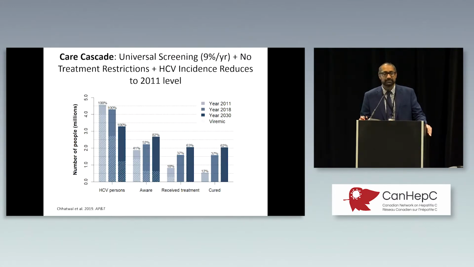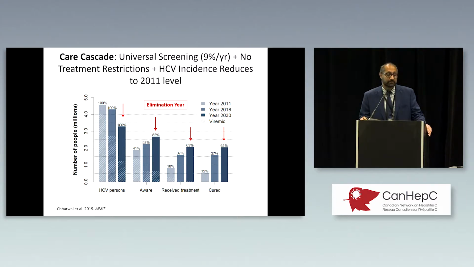If we come back to this cascade of care, from this mathematical model we projected what happens if we change the screening policy to universal, instead of the birth cohort and risk-based screening we have right now, plus no treatment restrictions, plus, magically, Hep C incidence decreases to the 2011 levels. We don't know yet how that is feasible, but let's assume it's possible. Can we achieve Hep C elimination by that time?